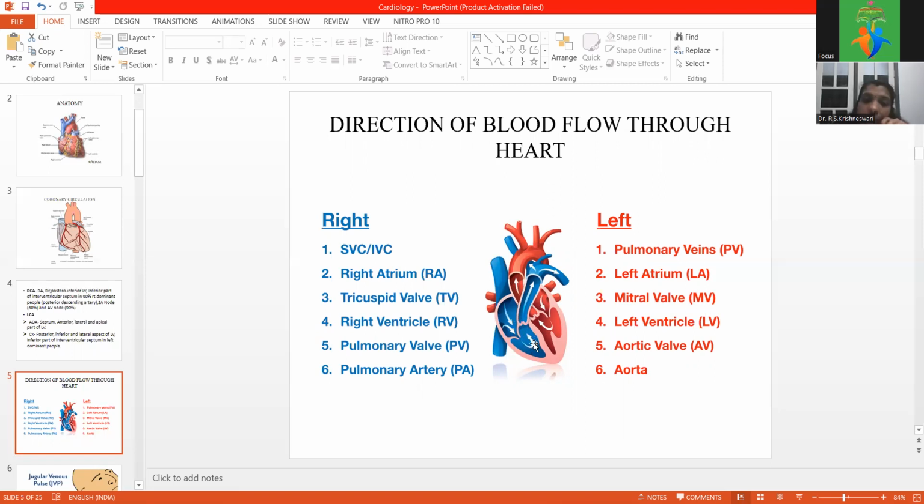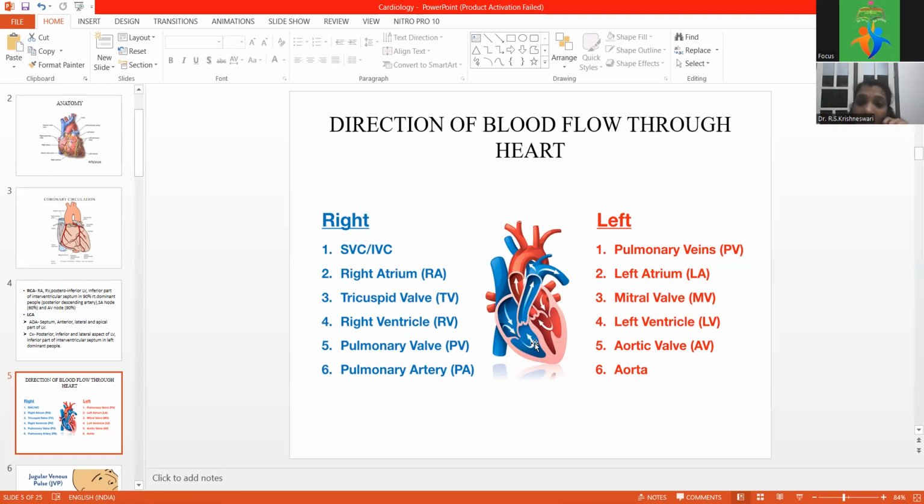This right atrium and right ventricle are separated by a valve known as the tricuspid valve, because this valve consists of three cusps. You understand? So what is the function of the valve? A valve allows the flow of blood only in one direction. It will not allow the back flow of blood. If it allows backflow, then there is a problem with the valve, which we will be discussing later. So here, the tricuspid valve opens and the blood is carried to the right ventricle.